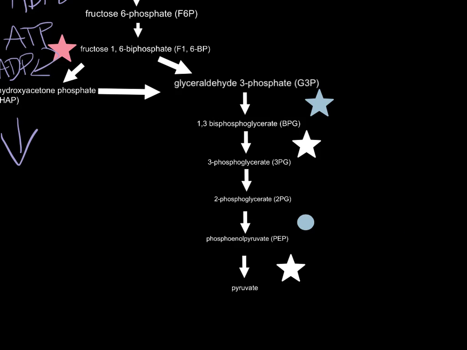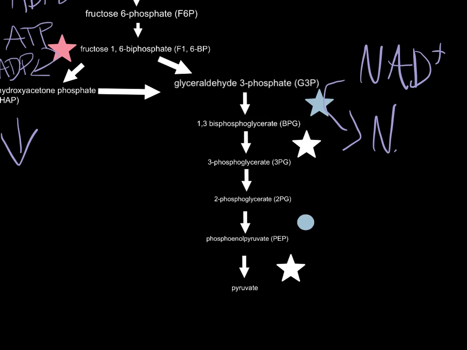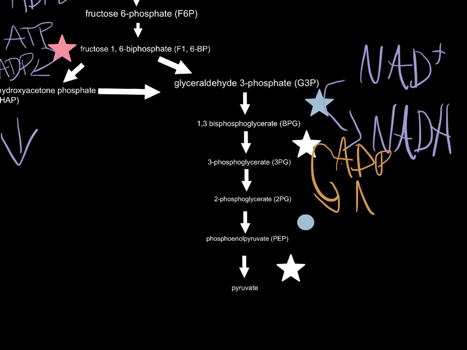G3P then becomes oxidized using NAD+, here, which becomes NADH, which becomes important later on. This oxidation reaction also releases energy, so this allows BPG to turn into 3PG. It also turns another ADP to ATP, which is what we want.